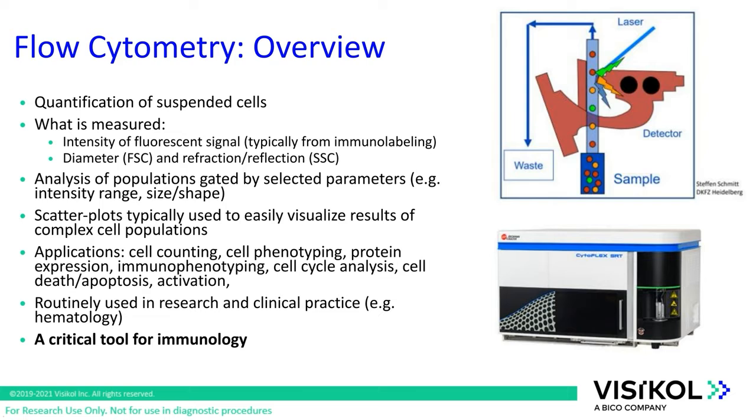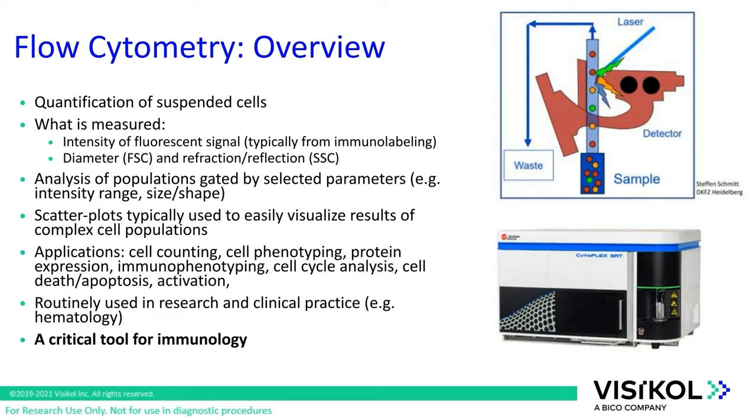We also can measure the diameter and the refraction/reflection, and this allows us to analyze the populations of cells by selected parameters, such as the intensity ranges, size, and shape. And this gating allows us to do multi-parametric analysis on complex cell populations to really quickly count cells, understand changes in phenotypes, protein expression, to understand the composition of the immune cells that are located in a tissue, understand differences in the cell cycle, understand cell death, apoptosis, activation of immune cells.